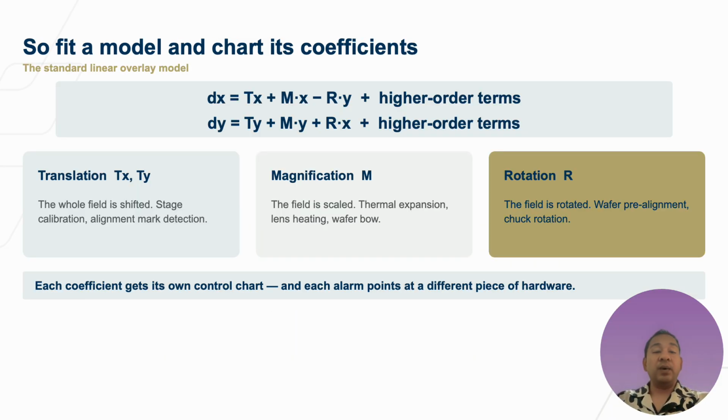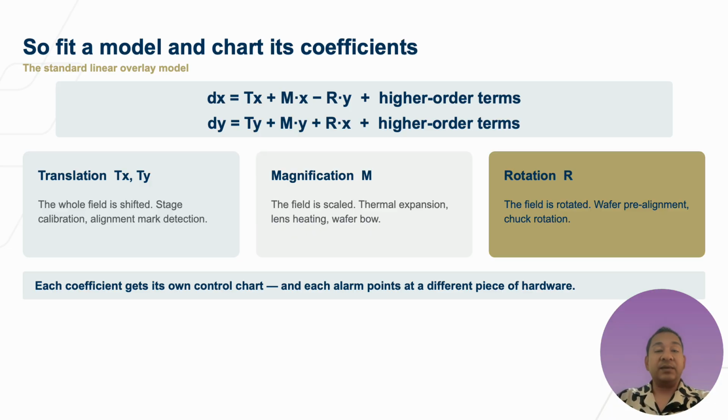So do what we did for CD: fit a model, chart the coefficients. Here is the standard linear overlay model: the displacement in X and Y at any point expressed as translation plus magnification times the position plus rotation times the perpendicular position plus higher order terms. Translation Tx and Ty: the whole field is shifted. Stage calibration, misalignment, mark detection. Magnification M: the field is scaled. Thermal expansion, lens heating, and wafer bow. Rotation R: the field is rotated. Wafer pre-alignment and chuck rotation. Each coefficient gets its own control chart, and now each alarm points at a different piece of hardware.